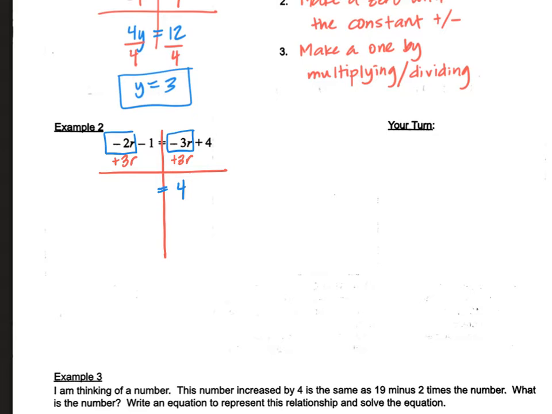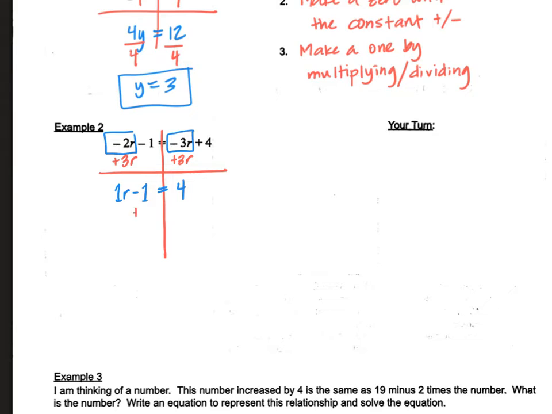Negative 2r plus 3r, that's like saying negative 2 plus 3, which would be a 1r. And then I have the minus 1 that's just next to it, this right here, the minus 1. My equation is now 1r minus 1 equals 4.